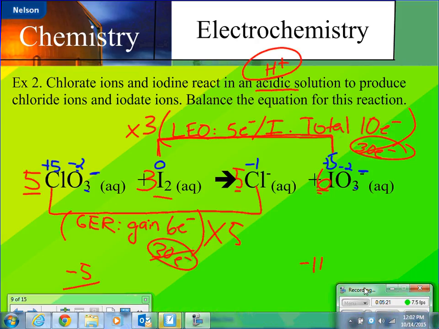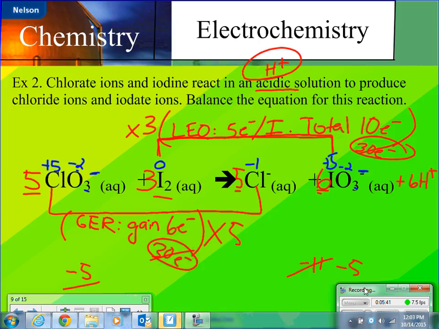Because it's acidic, we can add hydrogen to whichever side we want to balance it. So we're going to want to add it to the more negative side. So how many hydrogens do I need to add? We need to add 6H+. And then that gives me a total charge on this side of -5.